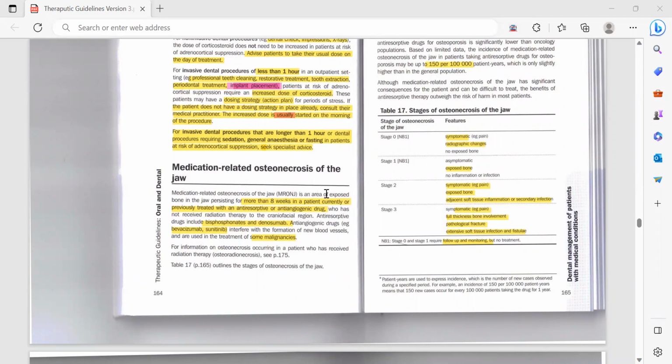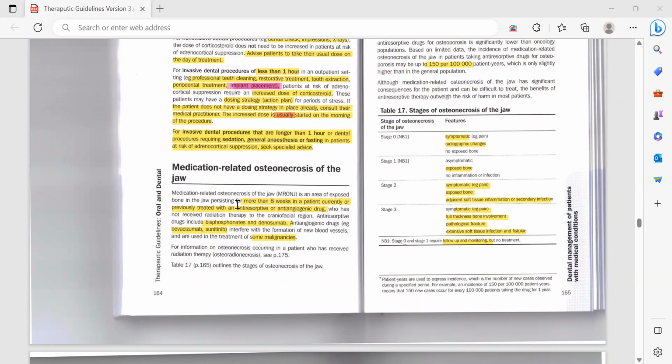as MRONJ. Okay, so it is an area of exposed bone in the jaw persisting when you have taken the tooth out and the socket is there and the socket has not healed, and it is the time which is even after more than 8 weeks in a patient who is currently or previously treated with an anti-resorptive or anti-angiogenic drug. Okay, so who has not received any radiation therapy? If there is any radiation therapy, then it would be radiation-related osteonecrosis of the jaw, not medication. So we are studying here the topic of medication.